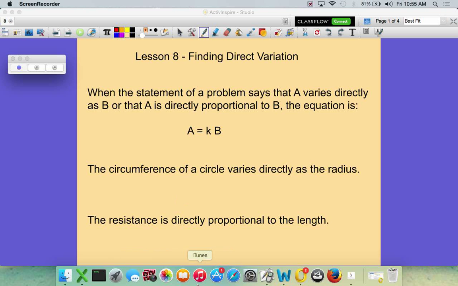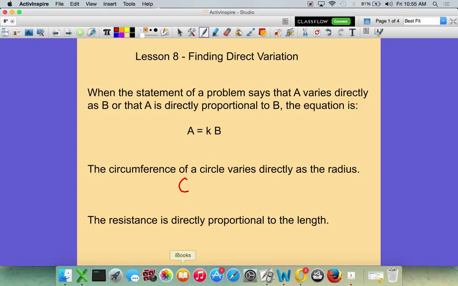So there's our equation. If we look at this, the circumference of a circle, circumference we normally use as a C, varies directly equals K times R. Now what you see in this is that a K is in both of those equations. K is a constant that will always be the same.